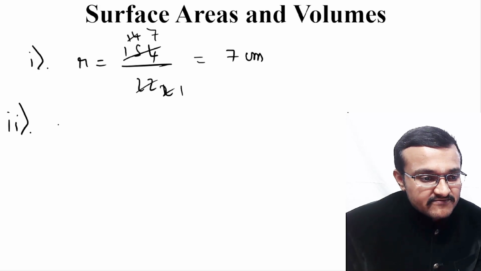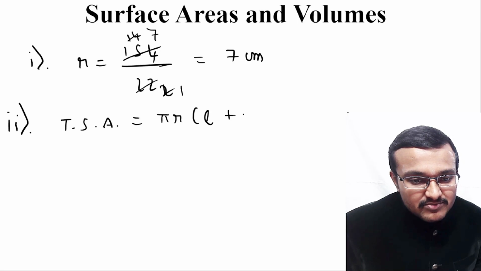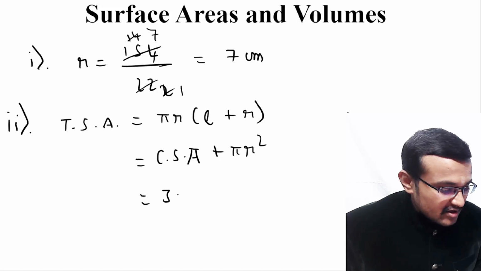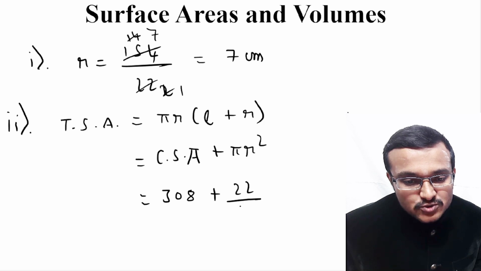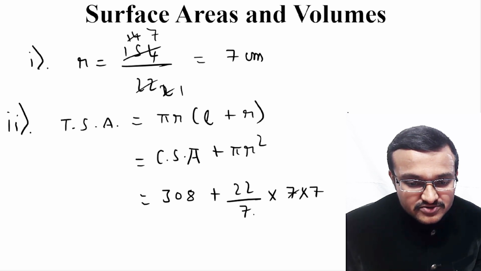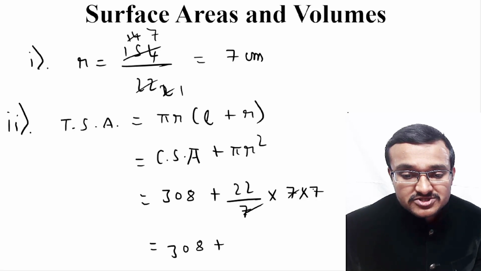So for the second question, they have asked to find the total surface area. Total surface area is pi r into L plus r, or you can write this as CSA plus pi r square. Here CSA they have already given as 308, plus pi r square. So 22 by 7 into radius, which is 7 into 7. Here the 7s get cancelled with each other.